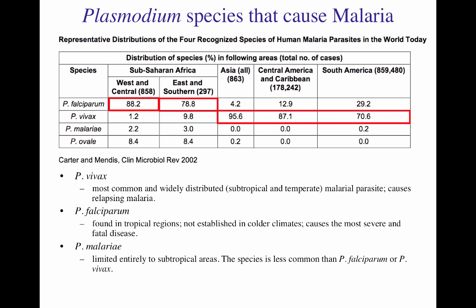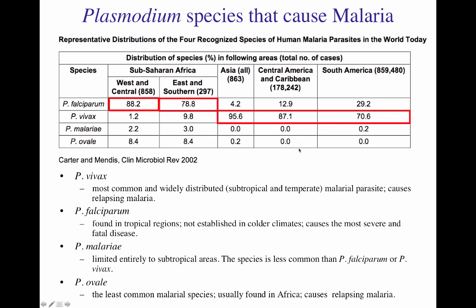Now, Plasmodium malariae is the 3rd kind of Plasmodium, and it doesn't cause disease in Asia or Central America, and very little in South America. Mostly the disease is caused in Sub-Saharan Africa, and it is also a microorganism that causes the relapsing malaria. Last is Plasmodium ovale, and it's the least abundant of them. It doesn't cause disease in Central America and the Caribbean or South America, very little in Asia, and about 8% of the disease of Plasmodium ovale is caused in Sub-Saharan Africa. So it's the less common malaria species, and it causes, again, relapsing malaria.